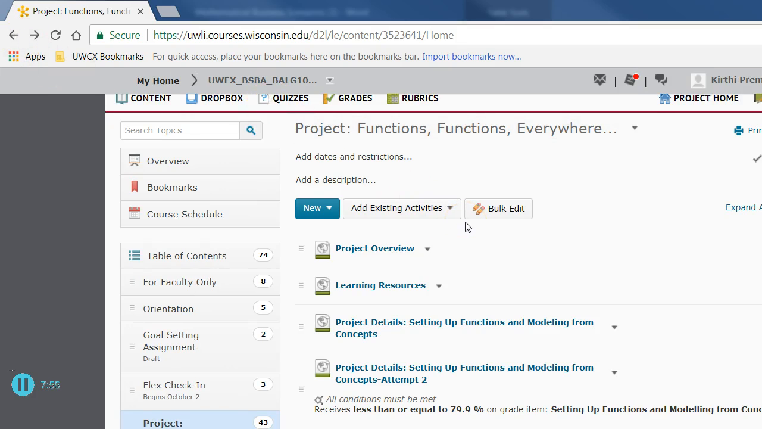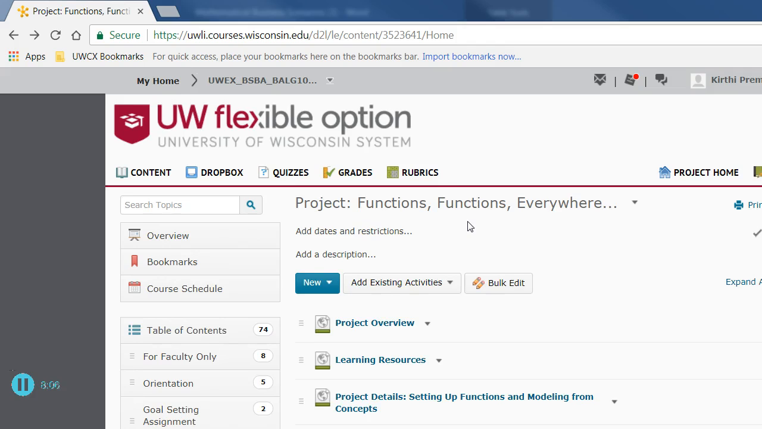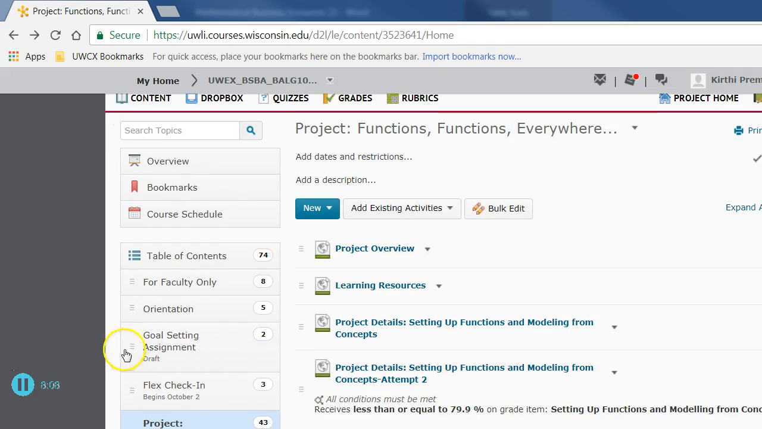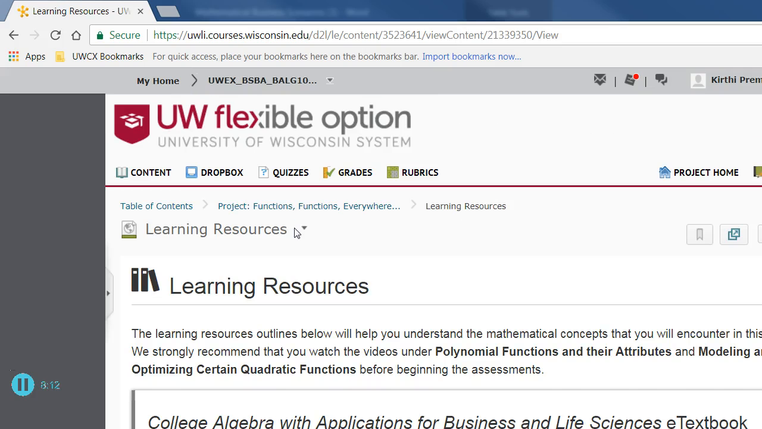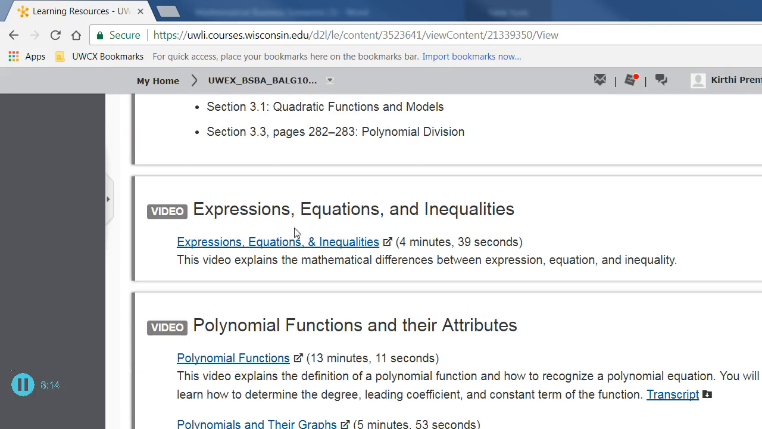Now, what you do is you want some learning resources, or some practice videos or learning concepts. There are several places you can get these learning resources, but one place is you go back to your project, this is your main project, and you click on learning resources. And then you will see a number of learning resources.